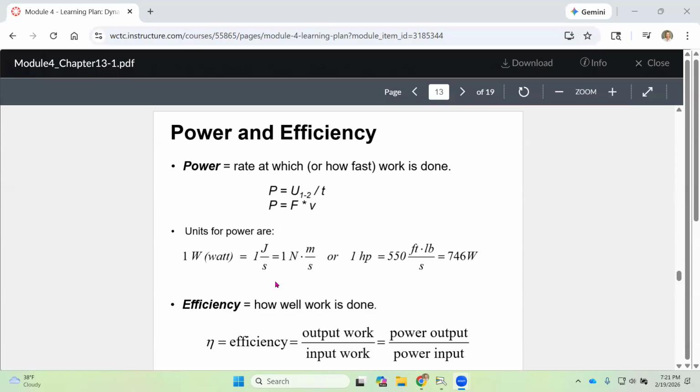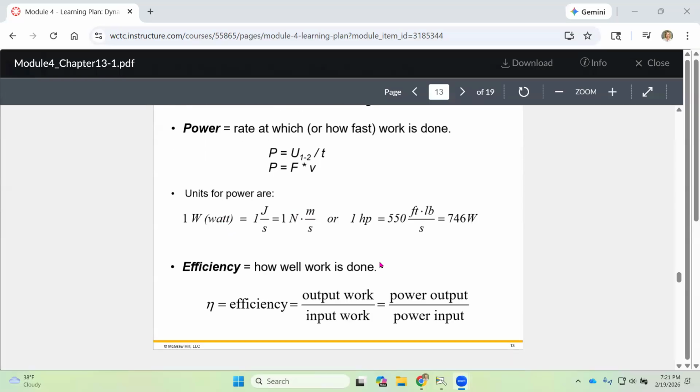Now, you may have heard terms like kilowatts. That just means that's 1,000 watts, okay? Now, if we're in the English system, we're going to be dealing with horsepower. Horsepower is 550 foot-pounds per second, okay? And to convert it over, if you want to know what it is in watts, it's 746 watts, okay? So, if we are in English system, it's foot-pounds per second, or 550 of those is a horsepower. Or if we're in metric, it's going to be a joule per second or a Newton meter per second, which is a watt.